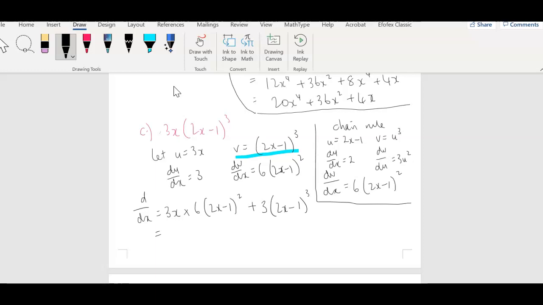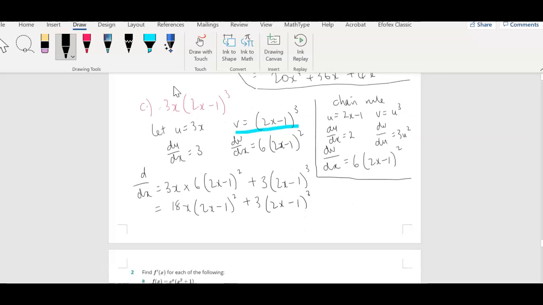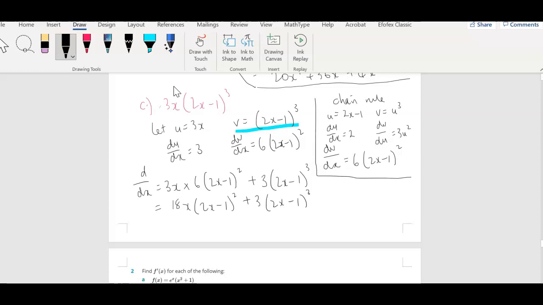All right, let's tidy that up. So we've got 3 times 6 times 3. So that's going to be, no, it's not. What am I doing? There's no multiplication sign there. 3x times 6 is 18x(2x minus 1) squared plus 3(2x minus 1) cubed. Now, if this was an exam, leave it like that.